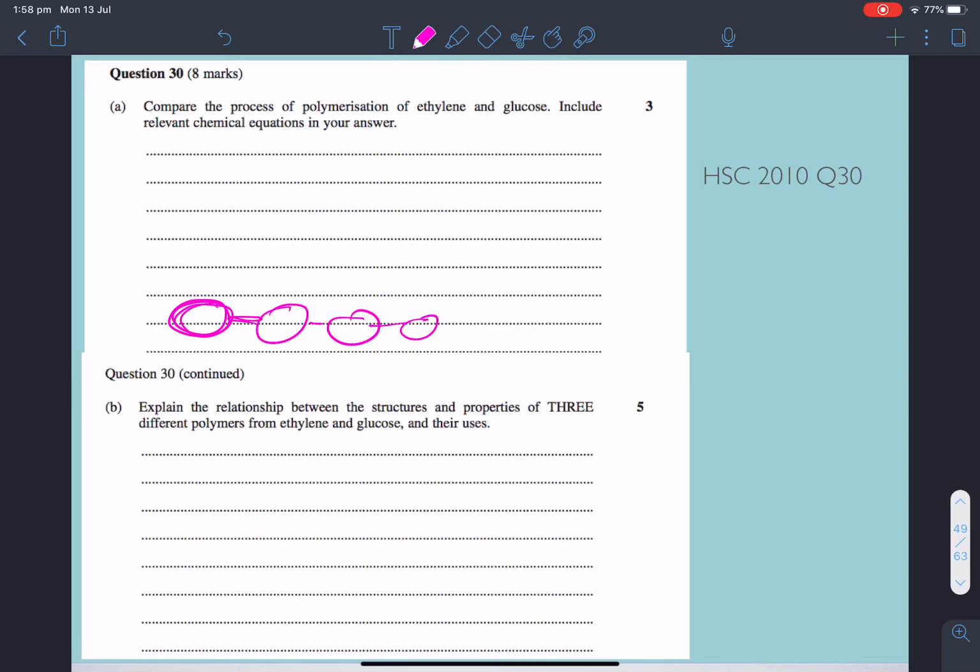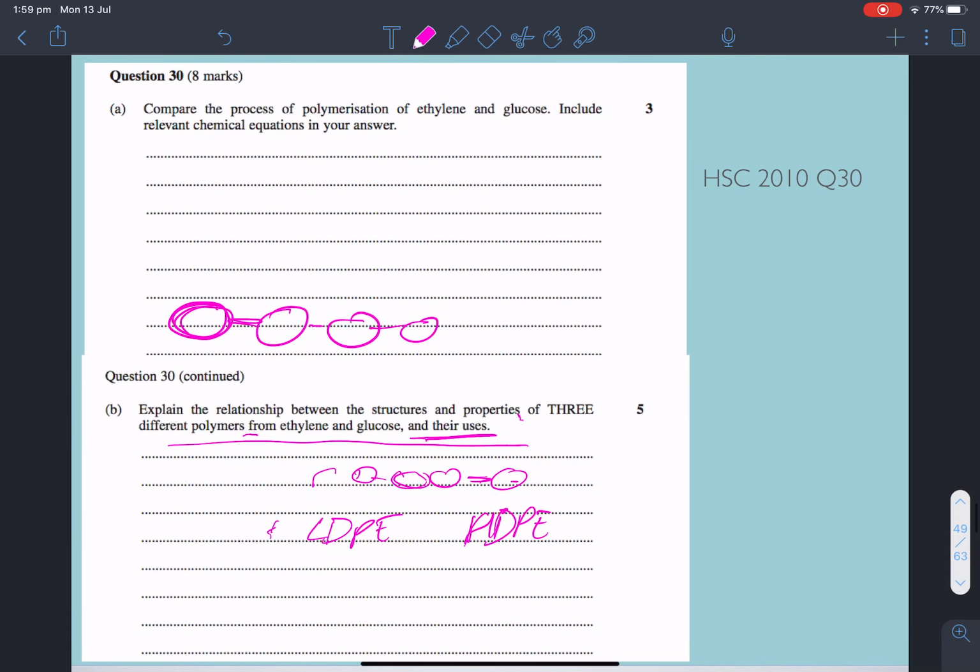Explain the relationship between the structure and properties of 3 different polymers from ethylene and glucose. Just talk about cellulose as the chain of rings, and compare that with low density polyethylene and high density polyethylene. They're the 3 different polymers. Talk about the properties, how they differ, and their different uses. What's cellulose used for? The structure of trees.